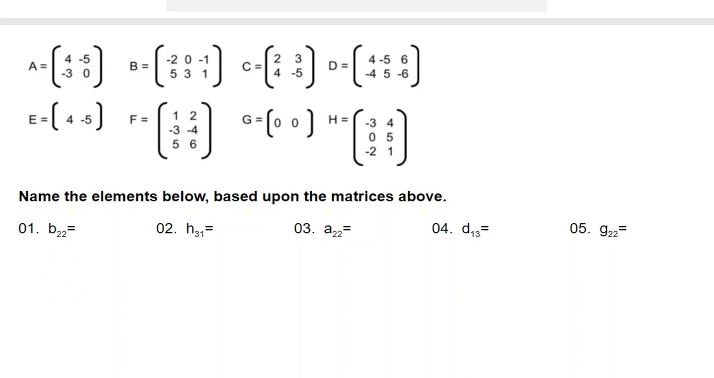Now, B sub 22, basically, remember RC cola, rows and columns. Row 2, column 2. So I go to matrix B, row 2, that would be the bottom row, and column 2, that would be the guy in the middle. That's the element at row 2, column 2. All right, then we'll go to H, row 3, column 1. Row 3, that's the bottom row, and column 1.